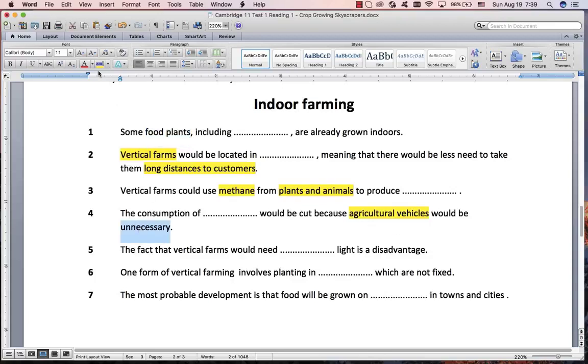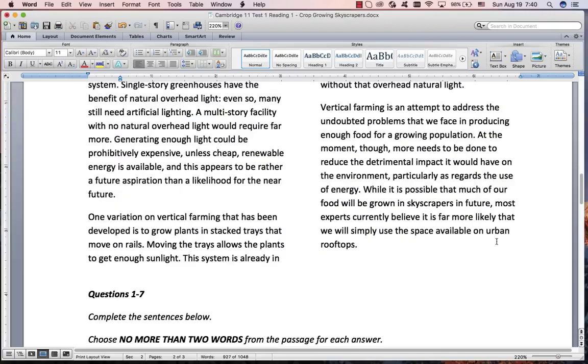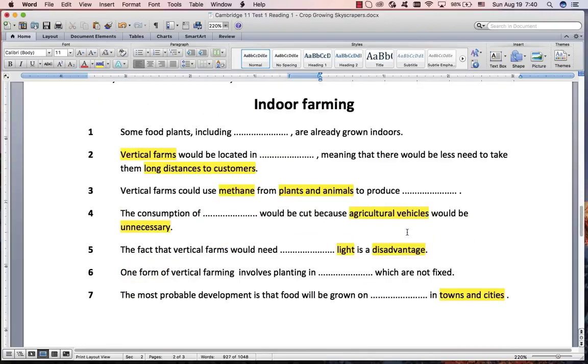Unnecessary is quite nice because they will paraphrase it, but there aren't many paraphrases. It means you don't need it. That's all it means. Light, great, a nice noun. Disadvantage is good. There are many synonyms, but you probably know them. Drawbacks and things like that. Planting in, a difficult one to find. And then towns and cities. This is probably our most important one because it tells us where this ends. But like I said, it's right at the end here. So it makes it really difficult.